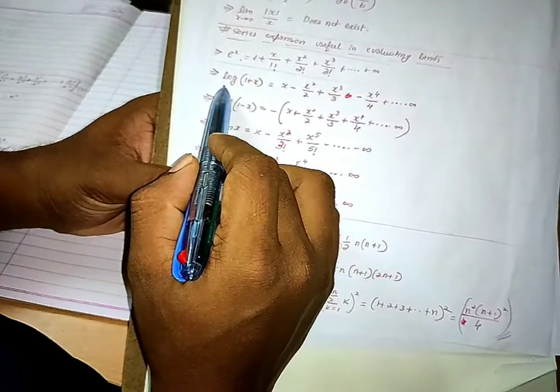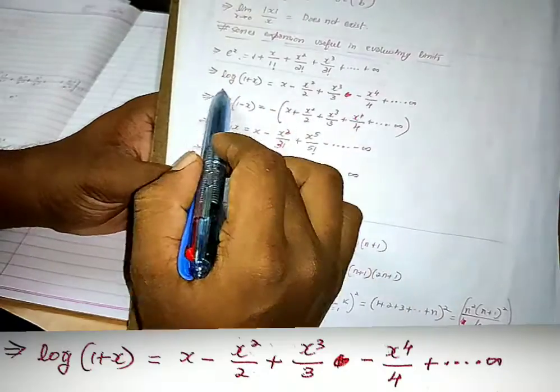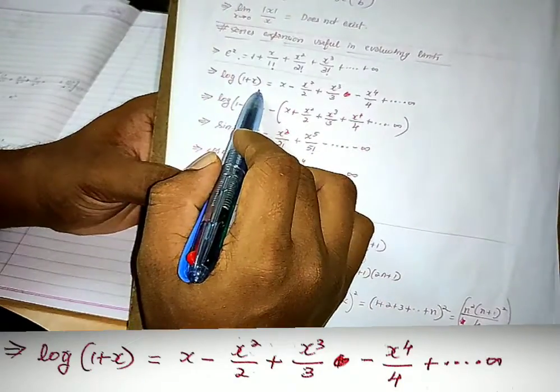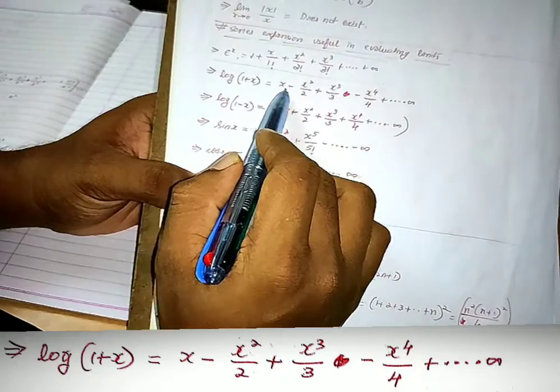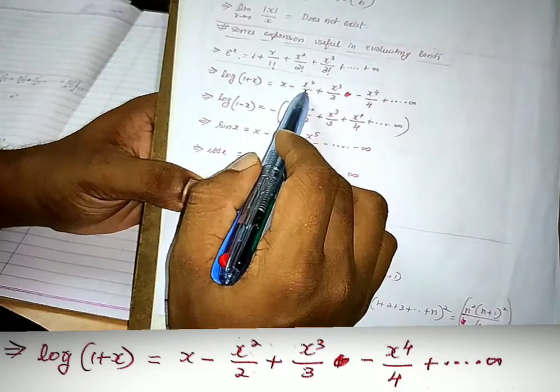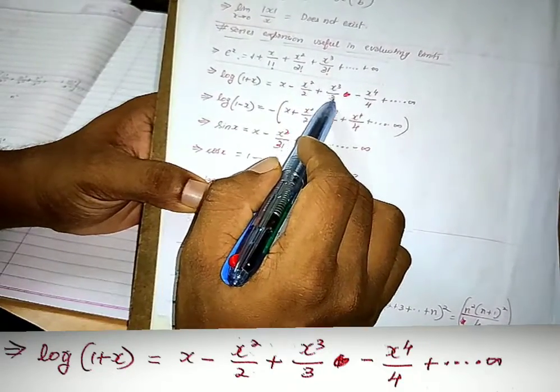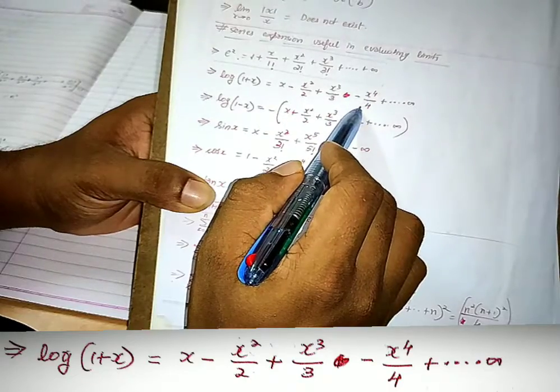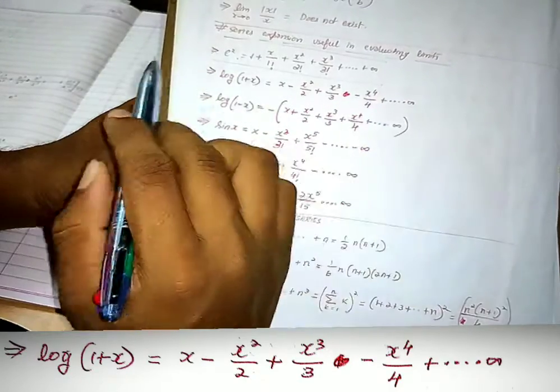The second expansion which you need to know is log of 1 plus x, that is x minus x square by 2 plus x cube by 3 minus x power 4 by 4 plus, and then it goes on till infinity.